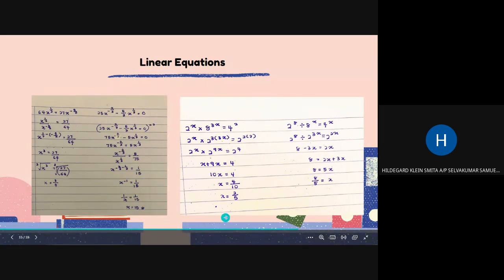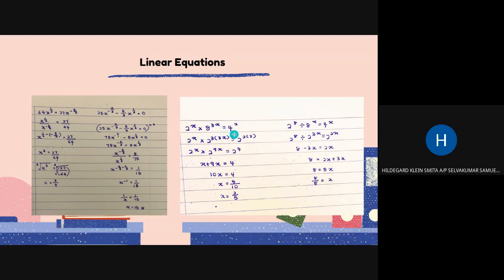This is a simpler linear equation that we have here. 2 to the power of x multiplied by 8 to the power of 3x equals 4 squared. So how do we simplify this? First of all, we need to make the bases the same. As you can see here, 2 and 8 are different bases. So in order to make the bases the same, 8 has to be changed to base 2.